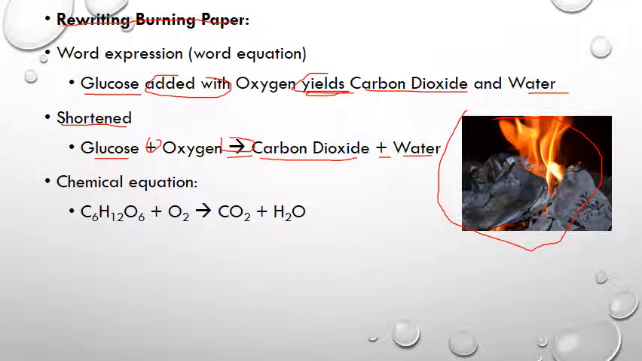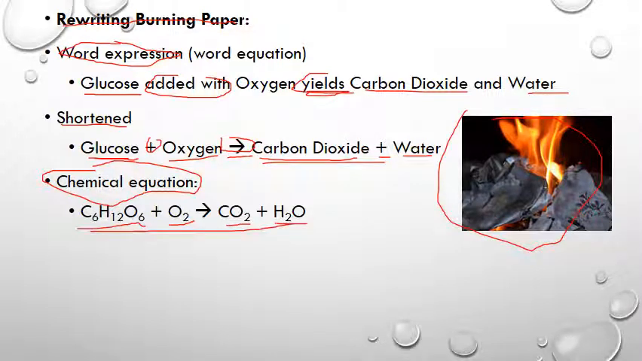So here's a word equation, and then we also want to be able to describe it in terms of the chemical equation. And from our understanding of names and formulas, you know the formula for glucose is C6H12O6. Formula for oxygen is O2. Formula for carbon dioxide is CO2, and water is H2O. So we can write the initial chemical equation for this reaction.